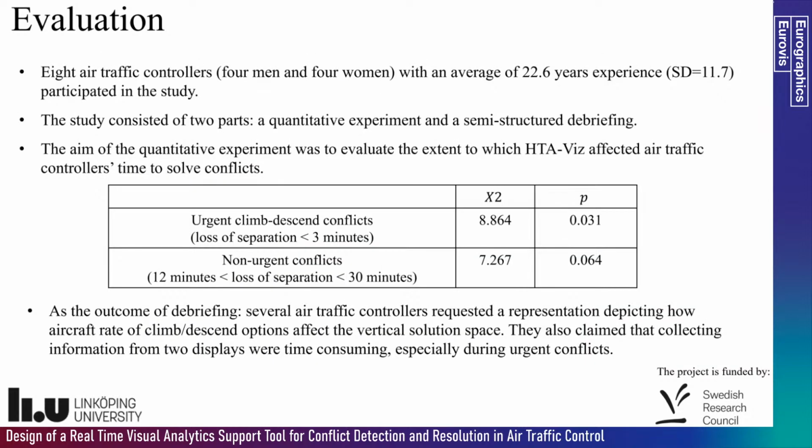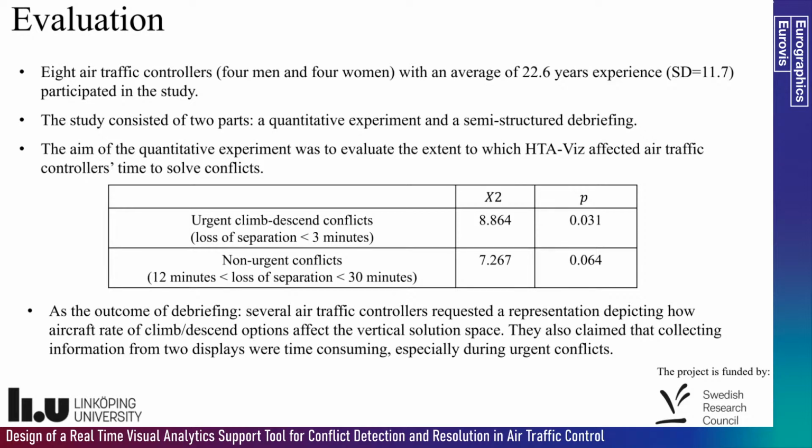We evaluated the initial prototype with 8 air traffic controllers. The evaluation consisted of 2 parts, a quantitative study and a semi-structured debriefing. The 2 main independent variables of the quantitative study were conflict geometry and display condition. 4 display conditions were used: a control condition consisting of a conventional situation display without any visualization support for conflict solution spaces, and 3 treatment conditions depending on whether the heading solution spaces and TA visualization were enabled or disabled.